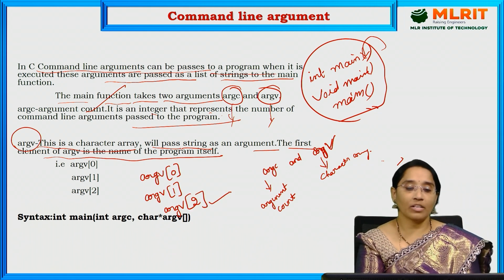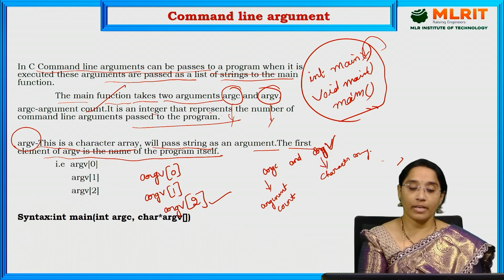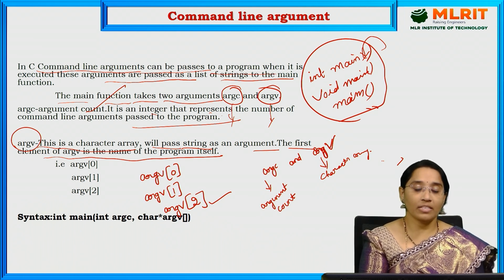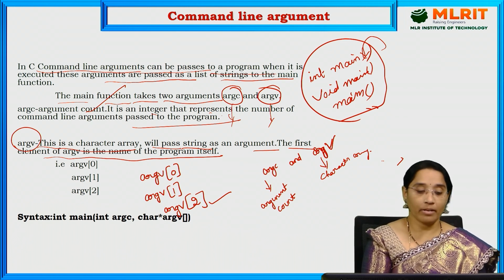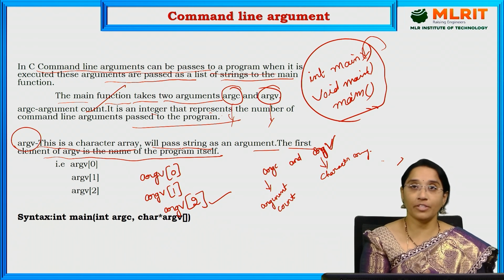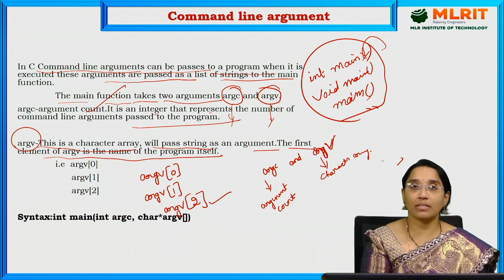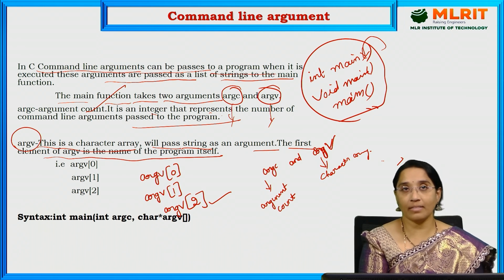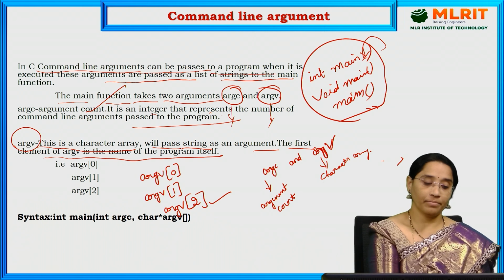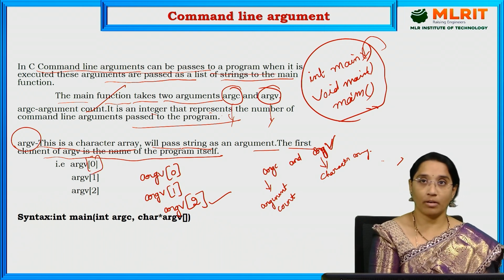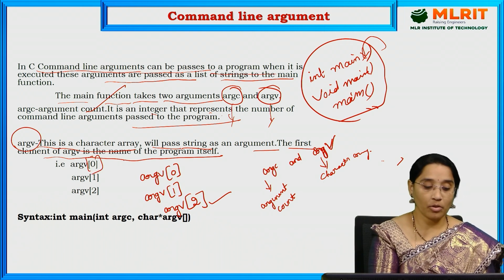So the main function takes two arguments, argc and argv. argc maintains the argument count, an integer representing the number of command line arguments. The count will be maintained here. Next is the number of strings you will pass. By default, the name of the program itself is one string in the vector. Since it is a character array, it is one dimensional, so the elements are argv 0, 1 and 2.